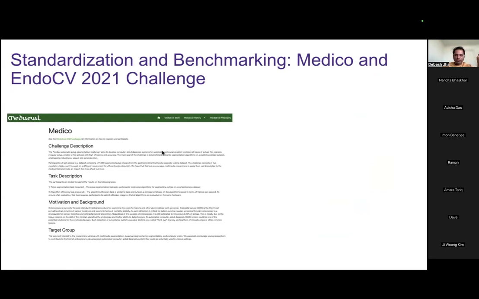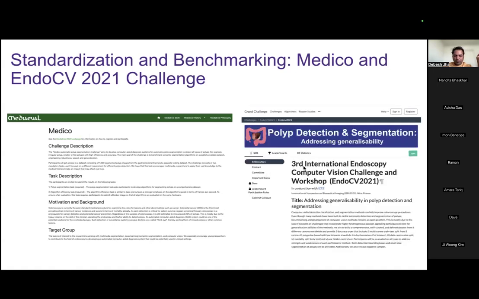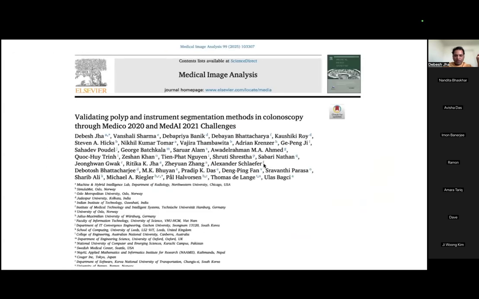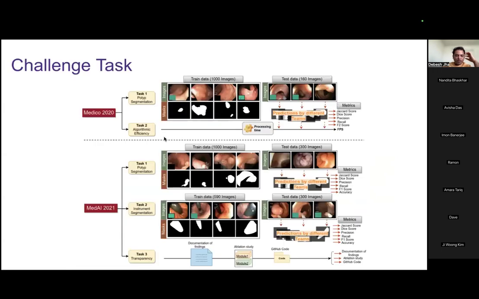in addition to dataset development, we also organize some challenges. So one of the efforts was Medco challenge, and the other effort was IndoCV 2021. So we have organized several challenges that lead to several publications. And here, like the challenge tasks, in different challenges we pose new tasks.